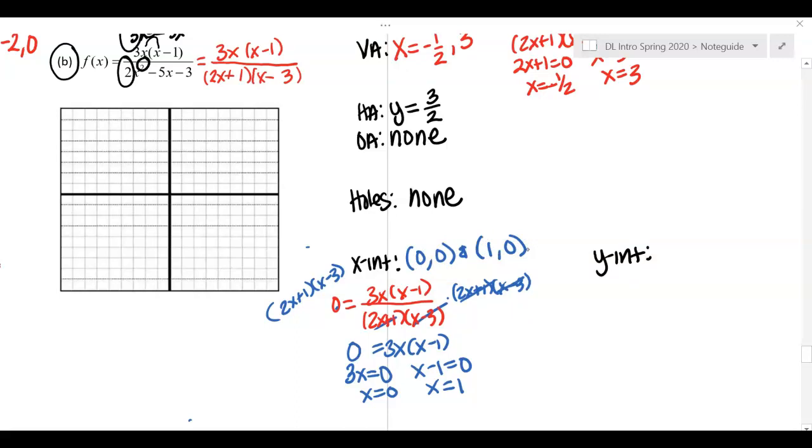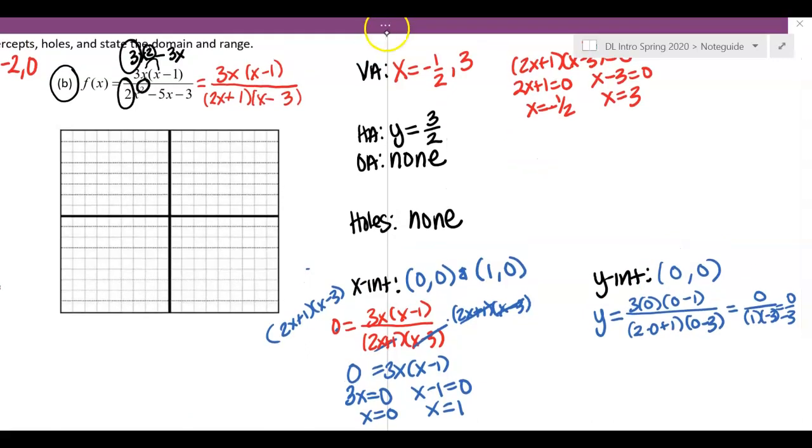And then finally our y-intercept, we're going to take the equation in any form that you want and plug in 0 for x. Just make sure you do the arithmetic right. So in this case, I get 0 in the numerator, 2 times 0 plus 1, and then 1 times negative 3 in the denominator. So 0 over negative 3, which is 0. That's my y-intercept. So we're going to go ahead and put all of this information on your graph.